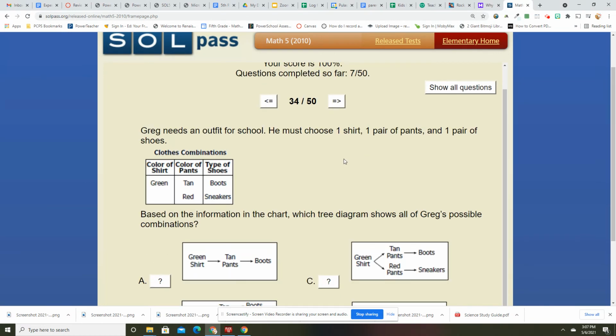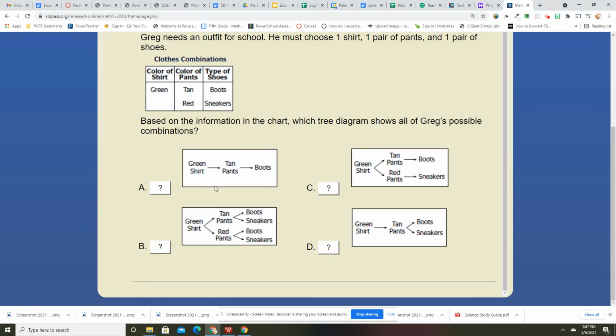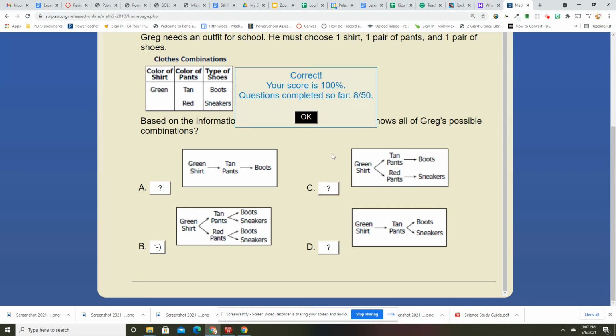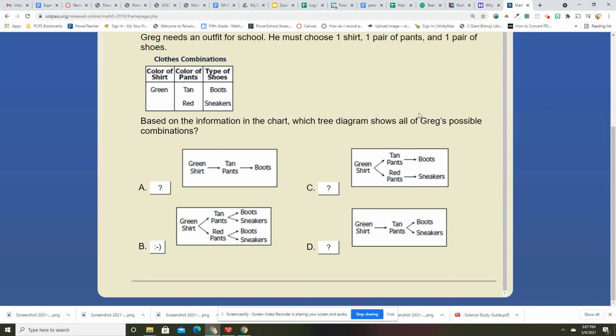Greg needs an outfit for school. He must choose 1 shirt, 1 pair of pants, and 1 pair of shoes. So he can have a green shirt, tan pants, boots or sneakers; green shirt, red pants, sneakers or boots. So it wouldn't be A. You're looking for green shirt, tan pants, boots or sneakers; red shirt, red pants, boots or sneakers. It would be B. There are 4 different outcomes.